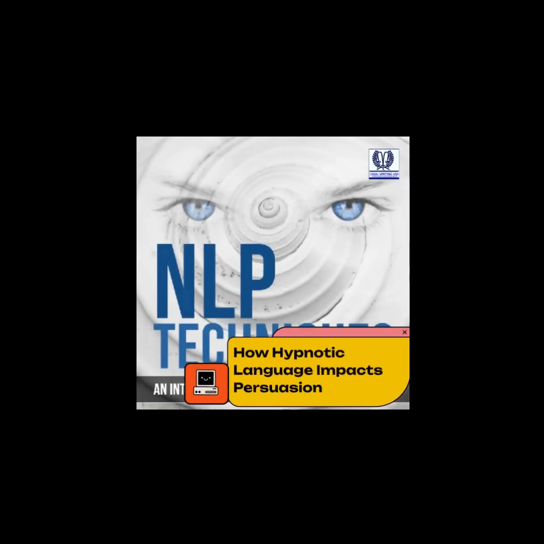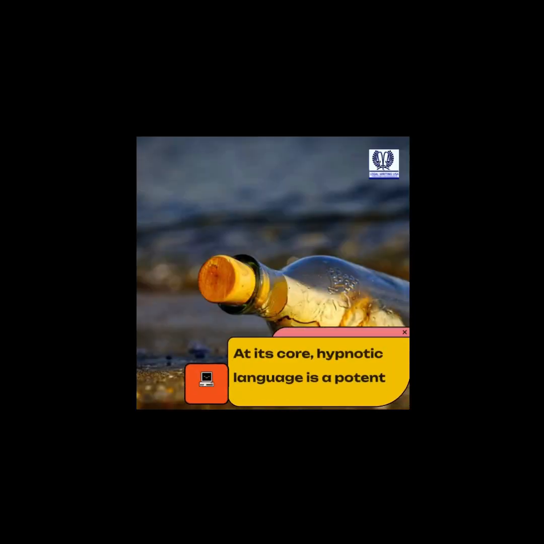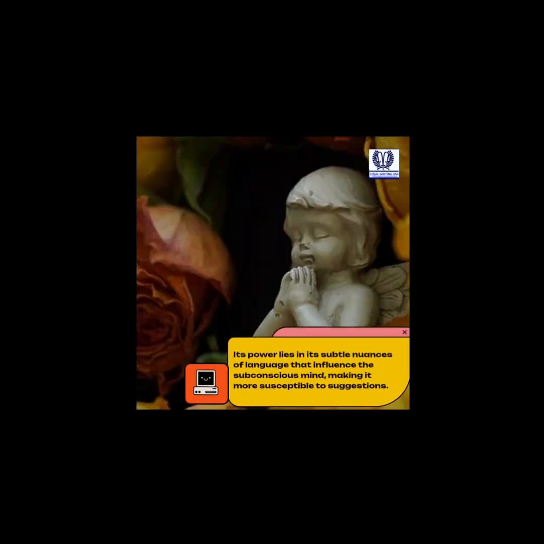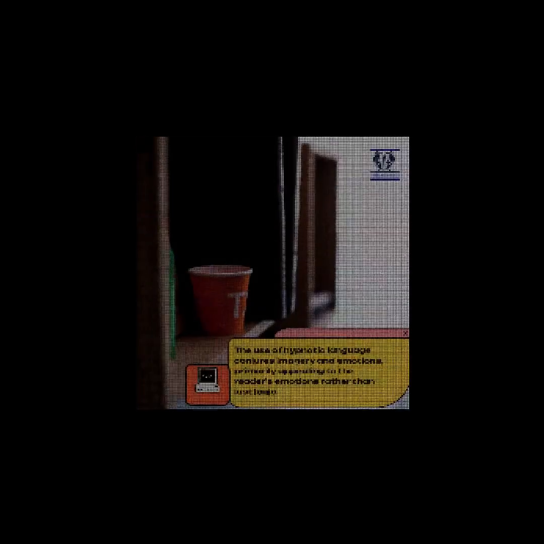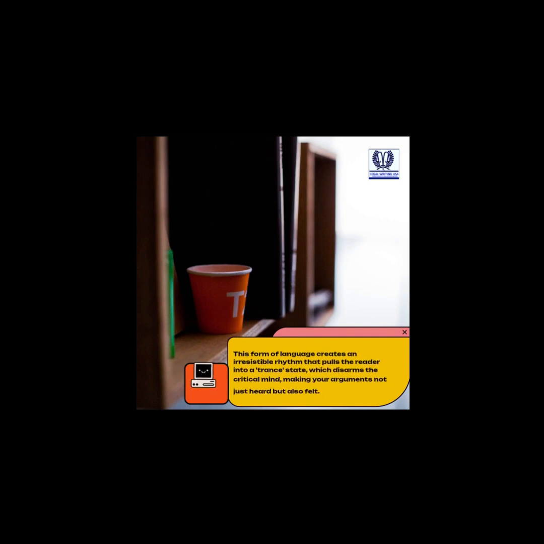How hypnotic language impacts persuasion. At its core, hypnotic language is a potent tool of persuasion. Its power lies in its subtle nuances of language that influence the subconscious mind, making it more susceptible to suggestions. The use of hypnotic language conjures imagery and emotions, primarily appealing to the reader's emotions rather than just logic. This form of language creates an irresistible rhythm that pulls the reader into a trance state, which disarms the critical mind, making your arguments not just heard but also felt.